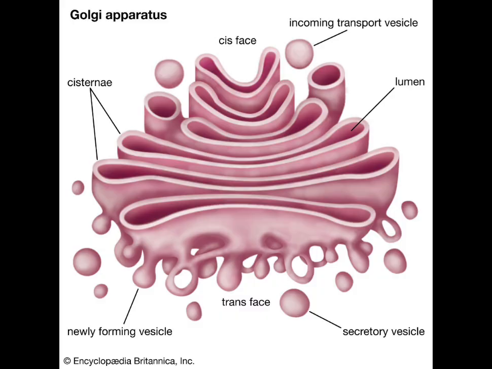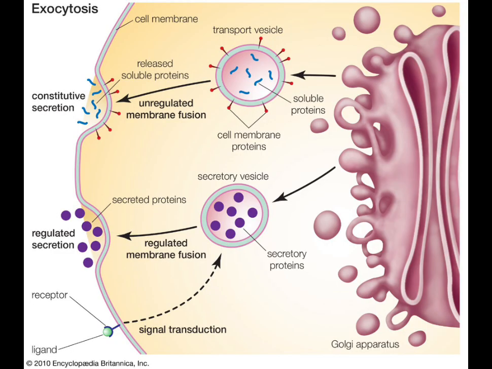The Golgi apparatus consists of flattened membrane sacs that modify, sort, package, and transport substances to different parts of the cell or outside the cell. It acts much like a packaging and distribution center.